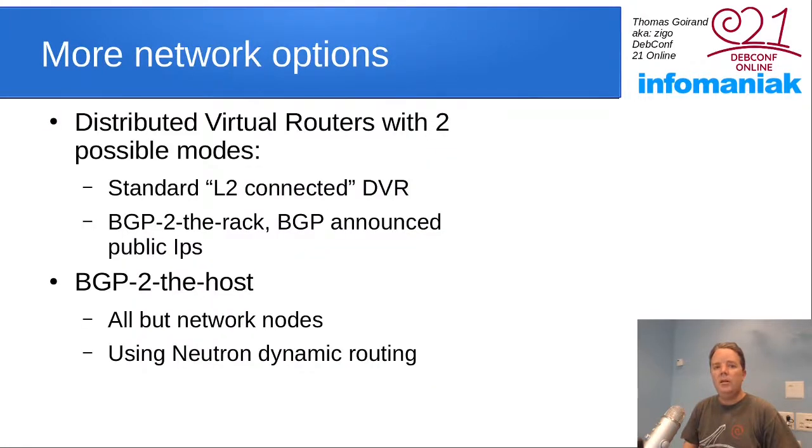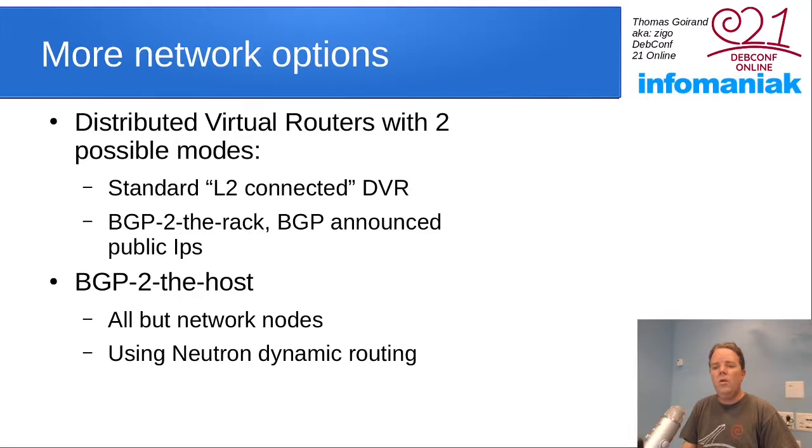OCI handles BGP to the host. But the problem is that OpenStack does not. In fact, at some point, you always need servers to be L2 connected. This can be limited to only the network nodes. That's why there is the possibility to disable distributed virtual routers. So in a BGP to the host setup, you would set up all of your deployment using BGP to the host. Only your network node would be L2 connected to the switches. And then you will disable DVR.